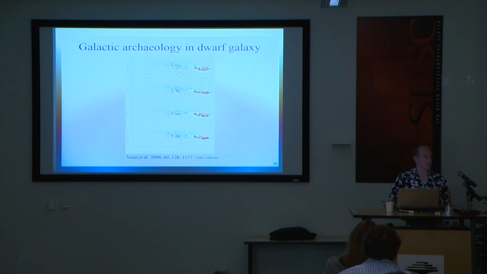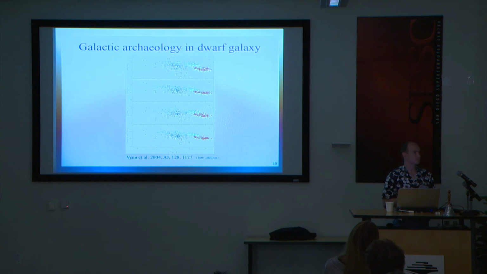But that doesn't mean that dwarf galaxies didn't make the halo. It could be a different type of dwarf galaxy, specifically a slightly more massive type of dwarf galaxy that was able to enrich to this level before the Type Ia supernovae turned on.